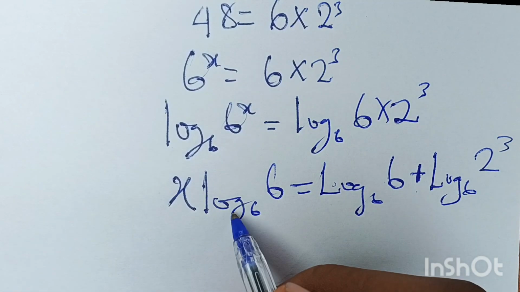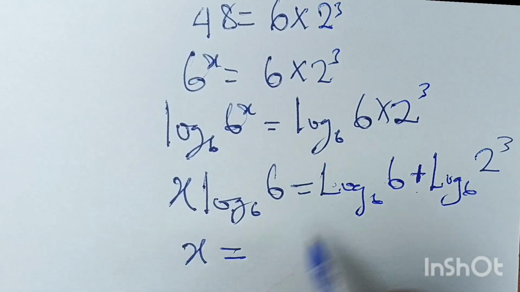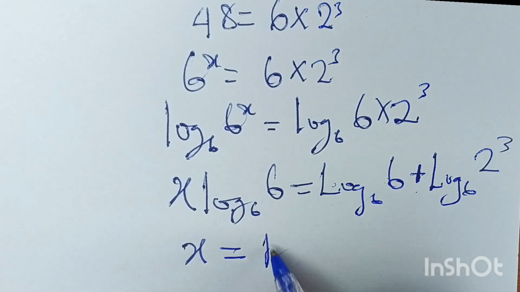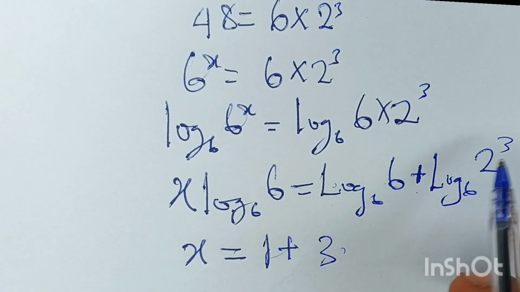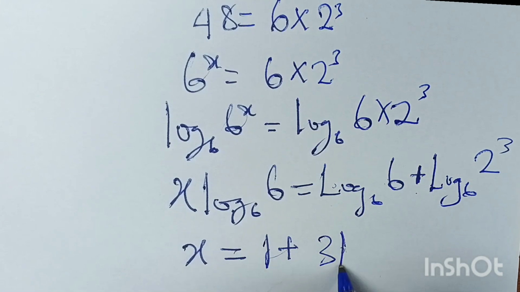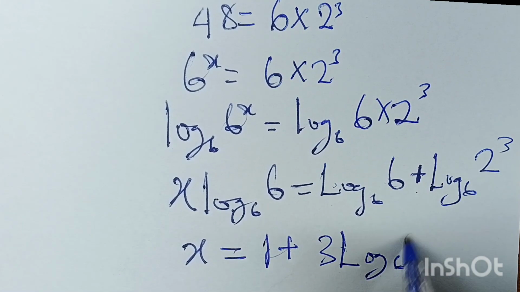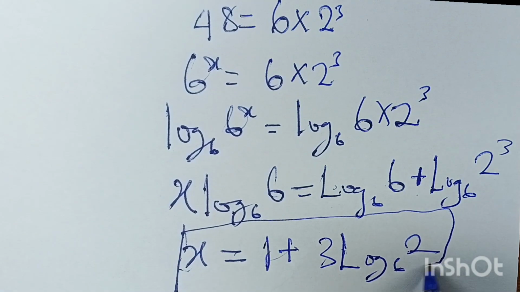Now logarithm of 6 to base 6 is 1, so we have x is equal to 1 plus 3. When you have something like this, you multiply the power with a log. So 3 times logarithm to base 6 of 2. This becomes the final answer to this question.